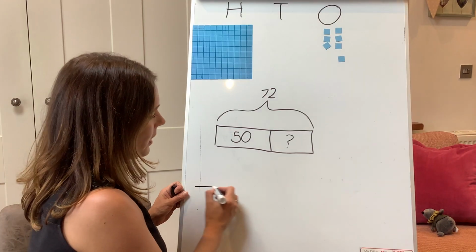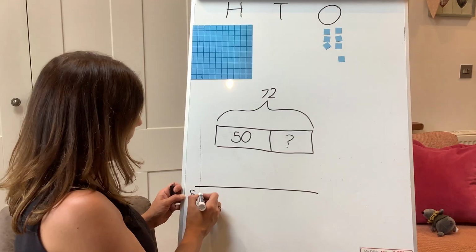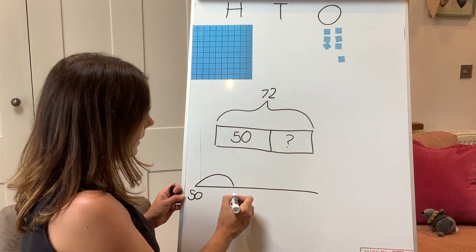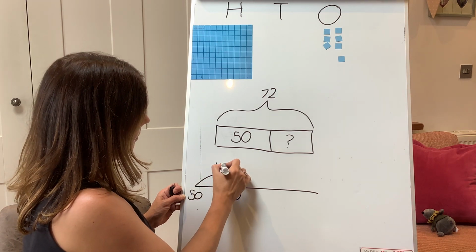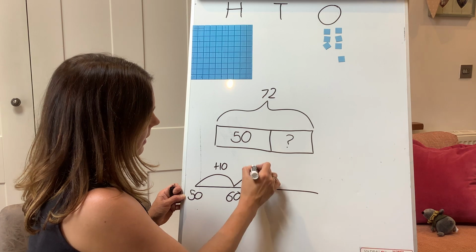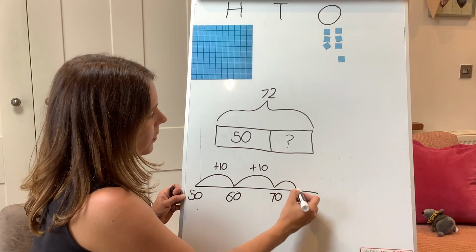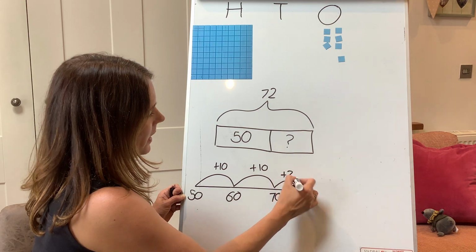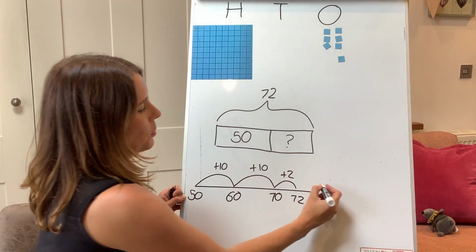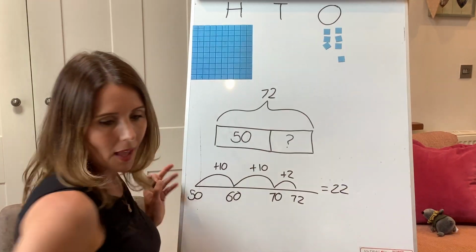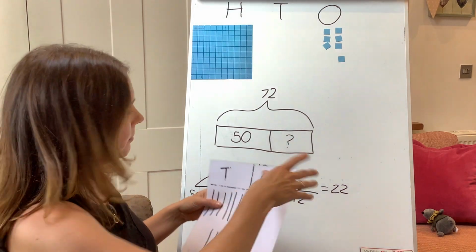So what I can do if I use a number line is start at 50 and count on in tens till I get to 70, and then I can add on in ones. I can get to 72 by adding 2. So that gives me 22. I could use base 10.